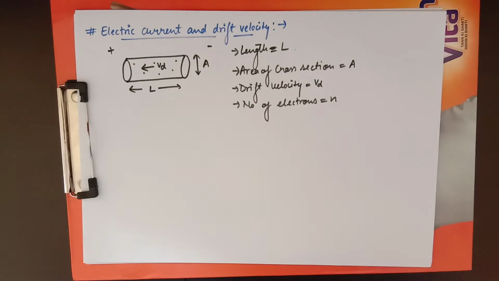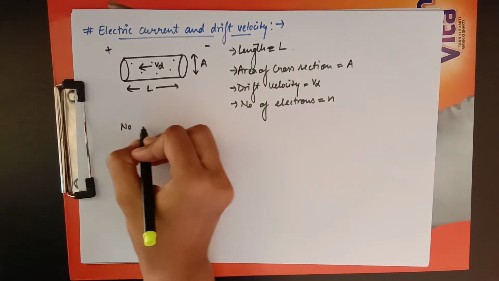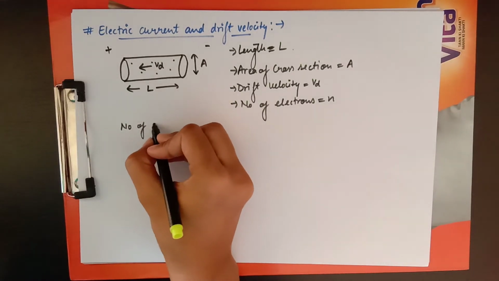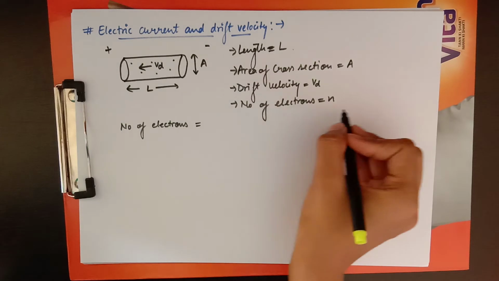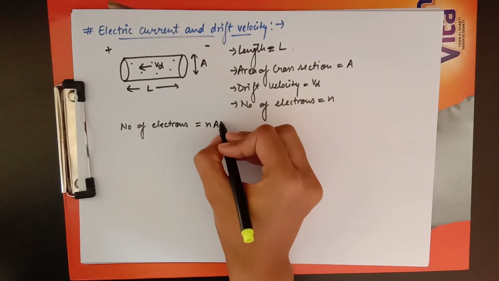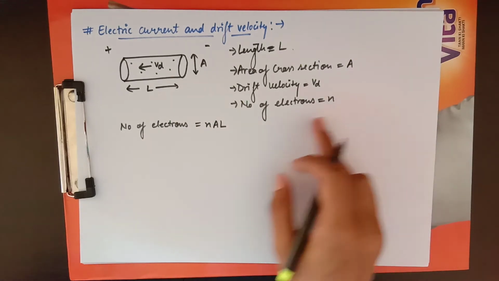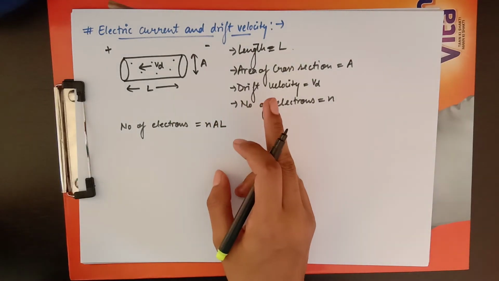So if length is L, area of cross section is A, drift velocity is Vd, and number of free electrons per unit volume is n, then the total number of electrons inside this will be equal to n into A into L, as n is the number of electrons per unit volume. So total number of electrons will be nAL.